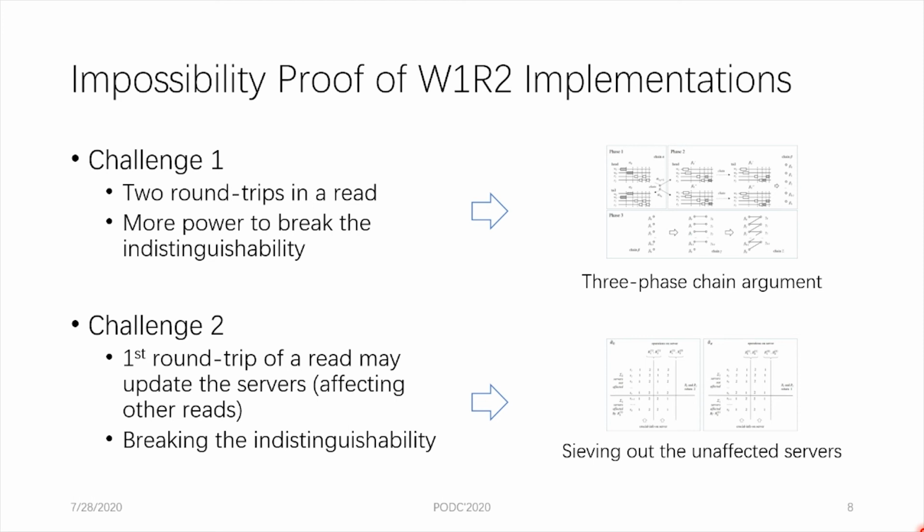Second, the first round trip of a read operation can possibly update data on the server replicas, thus affecting what other clients may read. This might also break the indistinguishability we are trying to construct. To address this challenge, we sieve all the servers and eliminate the servers which are affected by the first round trip of some read operations.